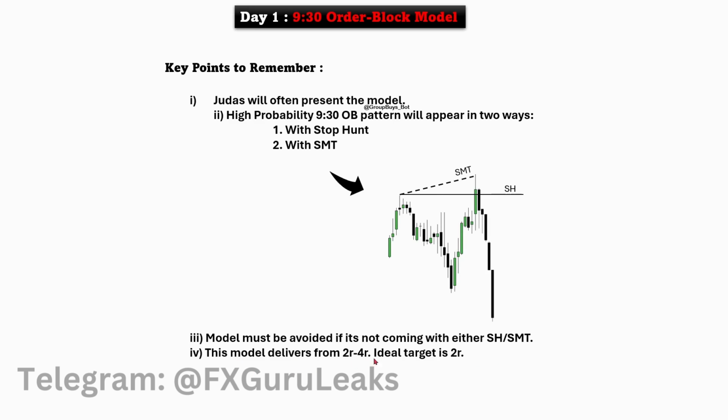This model delivers 2R to 4R. Ideal target is 2R. You are not going to be targeting lower than 2R, so the minimum that you are going to be targeting is 2R. If the structure, the target, everything is aligning and you are getting 2R, you are going to be going with the model. If it's not providing 2R, you're not going to be engaging, that offers 1R, 1.5R or stuff like that, because at 9:30, if price is doing one stage or two stage delivery, price will provide minimum 2R. If price is not doing one or two stage, it will do seek and destroy, and that's when it will provide less than 2R.